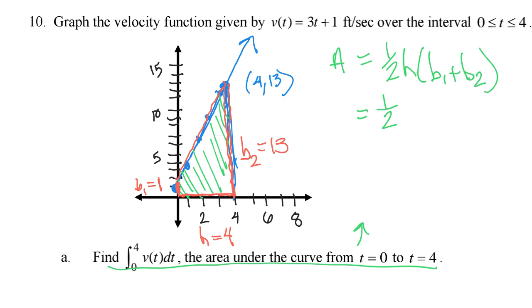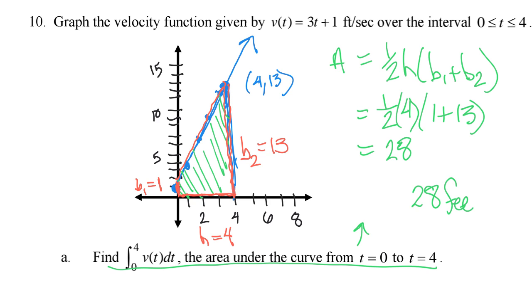Okay, so plugging everything into my equation, we're going to have 1/2 of 4 times 1 plus 13. 1 plus 13 is 14. Half of 4 is 2. 2 times 14 is 28. Okay, so 28 feet is the area under the curve. That's our integral from 0 to 4.